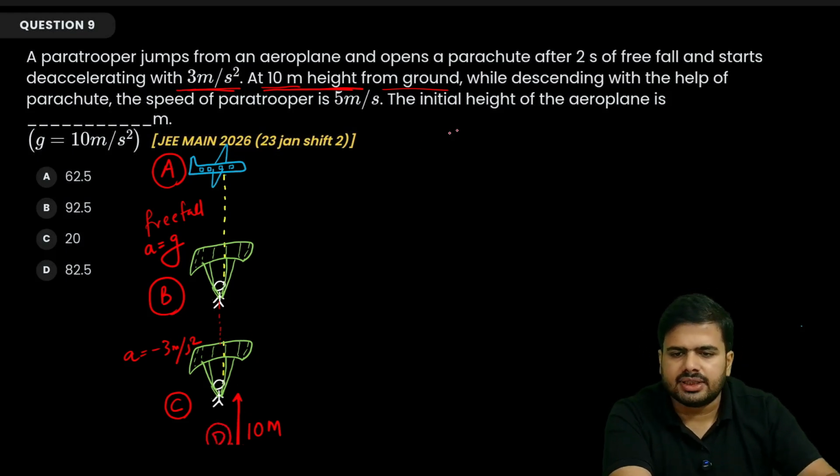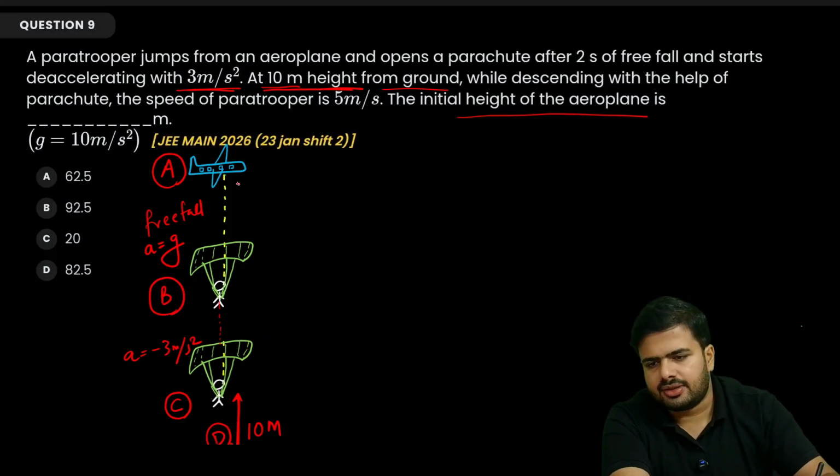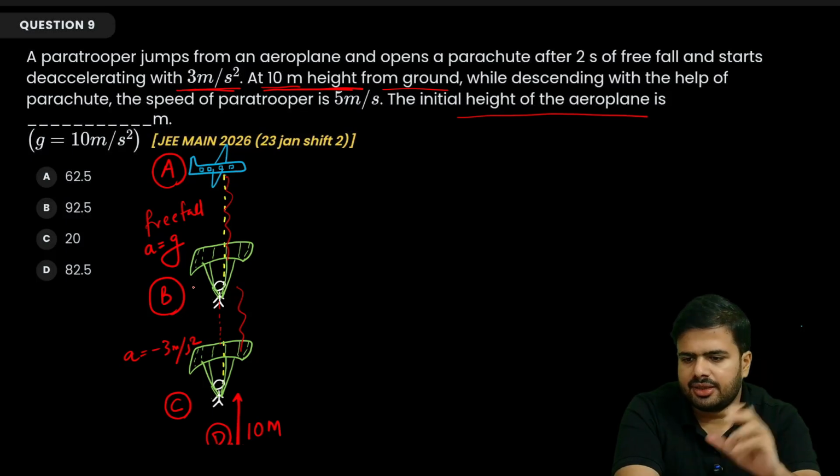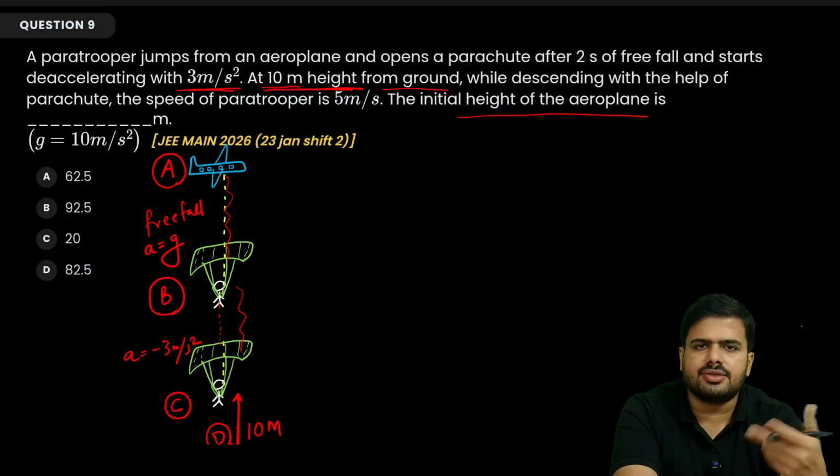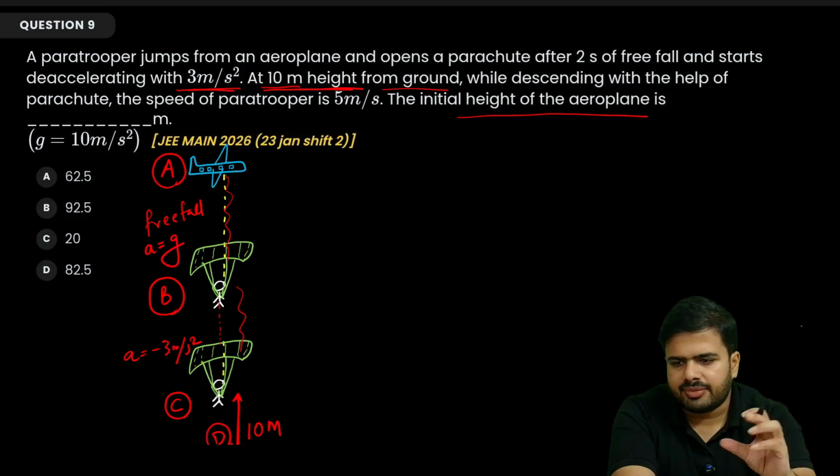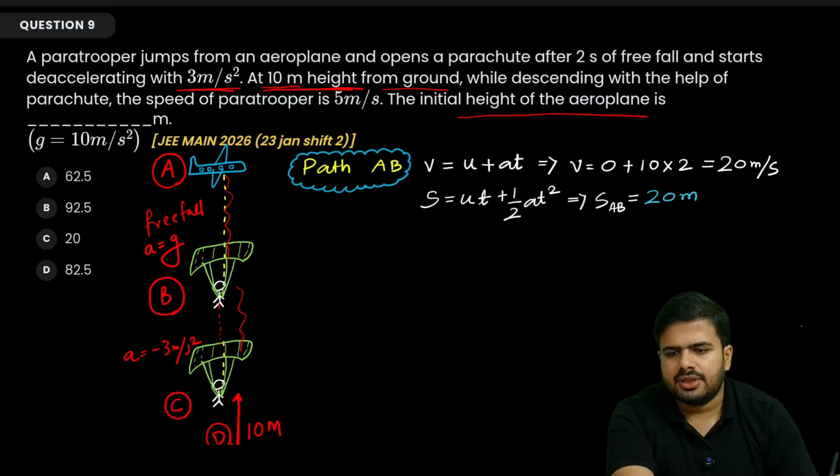So what we have to do: for the initial height of the aeroplane, we have to find and add all these heights, like A to B what is the height, B to C what is the height, and C to D they have already given as 10. So from A to B, if you look at the A to B path, it is under free fall. So we apply v equals u plus at.